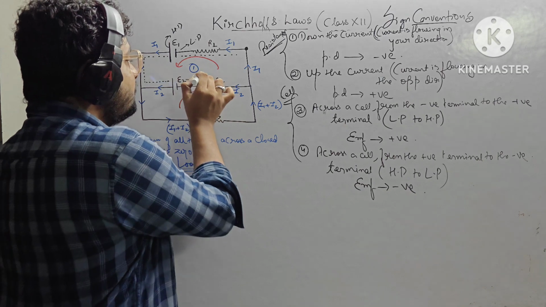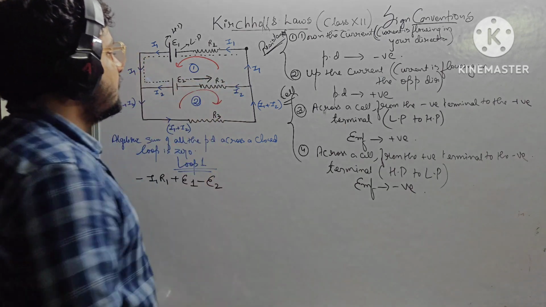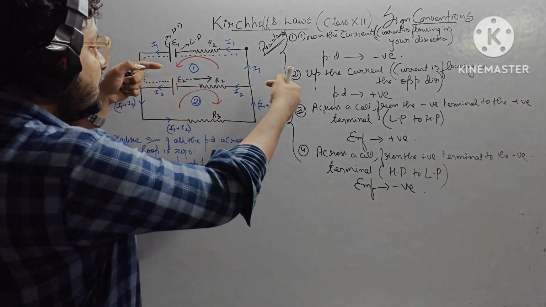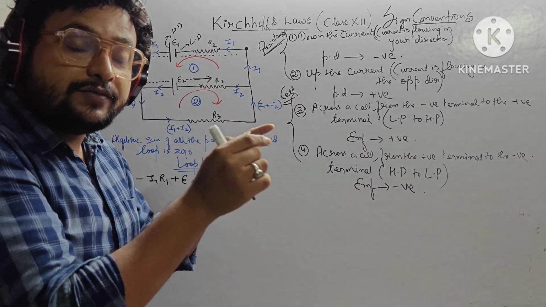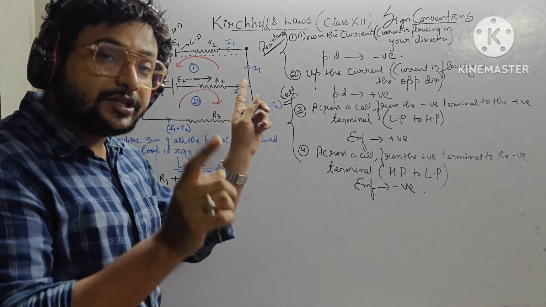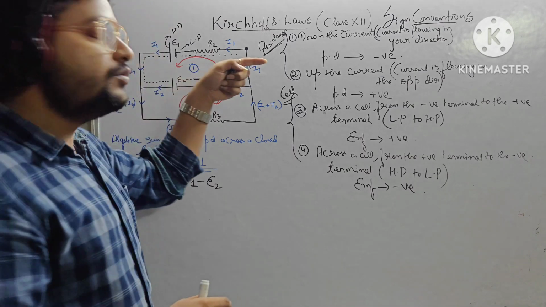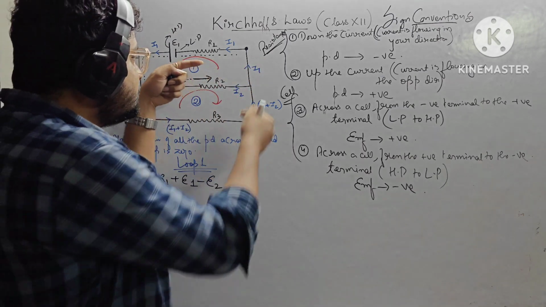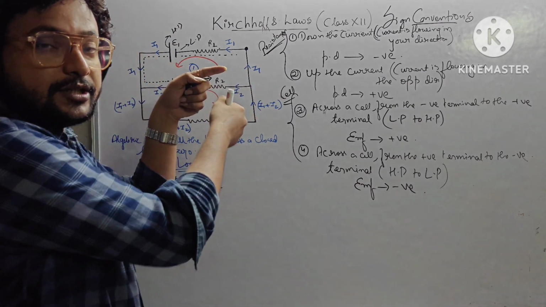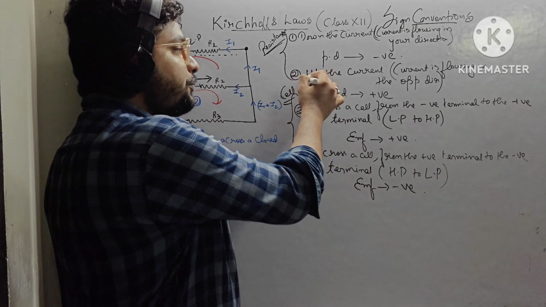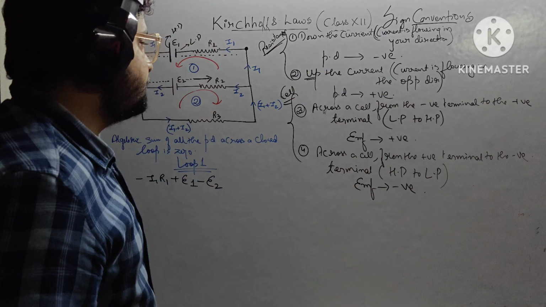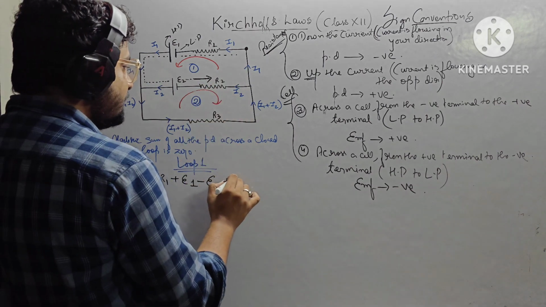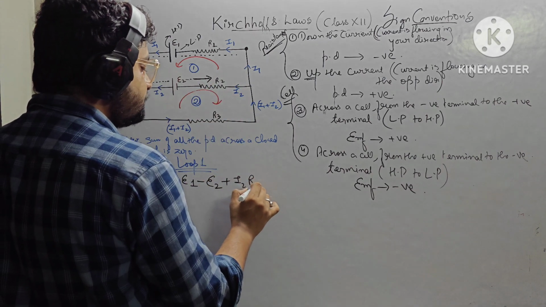But you see, I am moving in this direction, but here current is moving in the opposite direction. Do not get confused by the direction of current. Do not change your direction. I will still be moving in this direction, but now I see current is moving in the opposite direction. So you are going up the current. If you are going up the current, then potential difference will be plus sign. So potential difference will be plus I2 into R2.